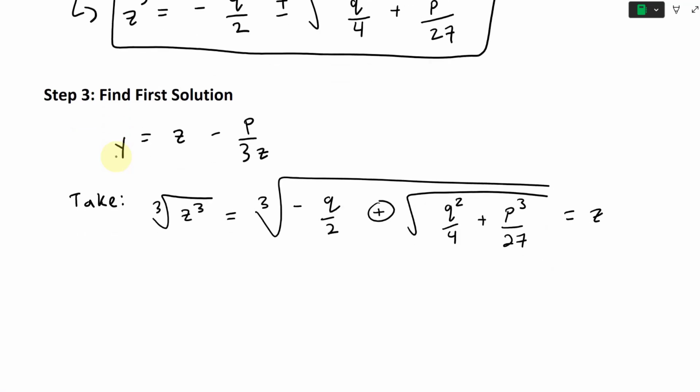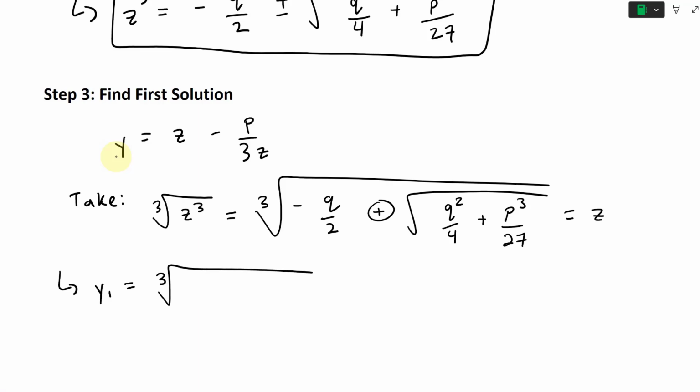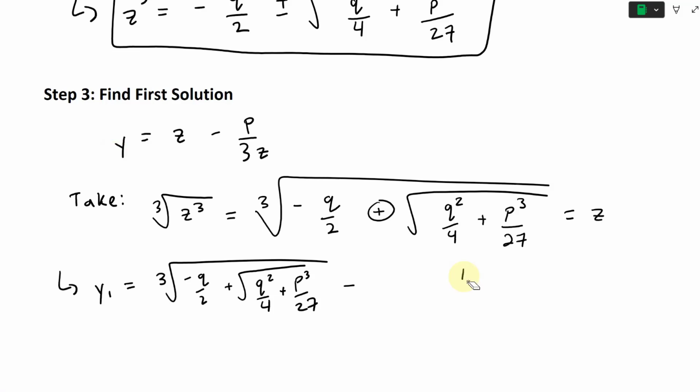So plug this in. Let's get our first solution. I'll call this y1. So this is going to be our z. Now we're going to plug in the z, which is just this whole big giant thing. So y1 equals the cube root of negative q over 2 plus square root of q squared over 4 plus p cubed over 27. That's the first solution. I'll try to compact this because we're going to need this twice. And now we're going to go minus p over 3, and I'll make this even smaller, just because we're going to need to multiply it by its conjugate.